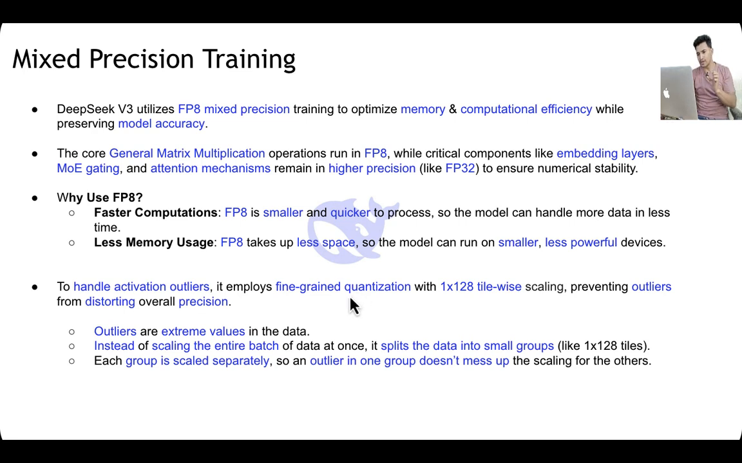One problem that happens in quantization is, let's say you have all the numbers in a very small range or smaller space, but there are some outliers as well.